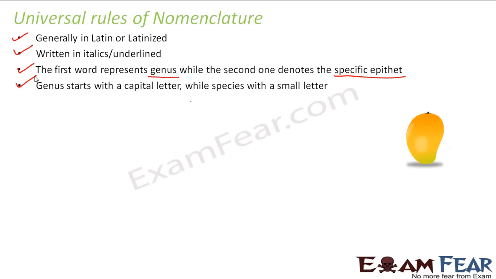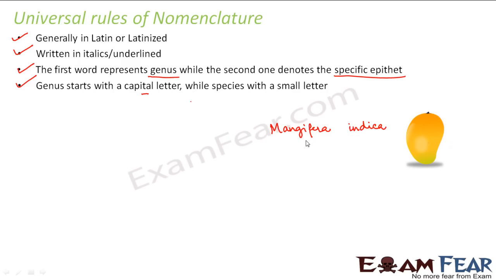So what do you see here on the screen? It's a mango. So mango is a common name in English. So what is the scientific name of mango? It is Mangifera indica. So that is the scientific name. Now how do we write? The first word is genus, which will start with a capital letter. So this is how we will write Mangifera. This denotes the genus, and the second word is indica. So indica denotes species. So indica will start with a small letter and Mangifera will start with a capital M.